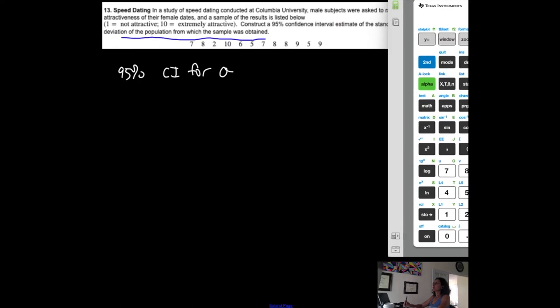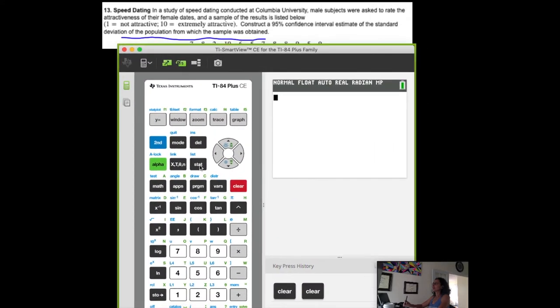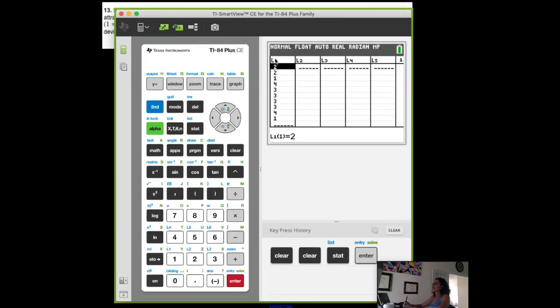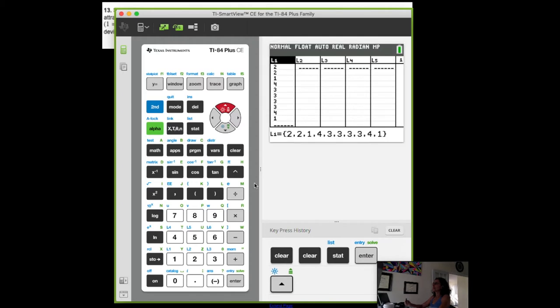Well, let's first input this data. So let's go to stat, edit. And I'm going to put it in L1. You could put it in any list, I'm just going to stay consistent with L1. But I want to show you again how to delete the numbers in a list. You scroll up so that L1 is highlighted, and you press clear, enter. Do not press delete. Stay away from this button, because it will delete the whole list.